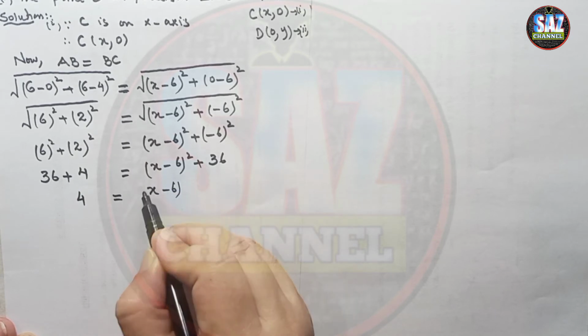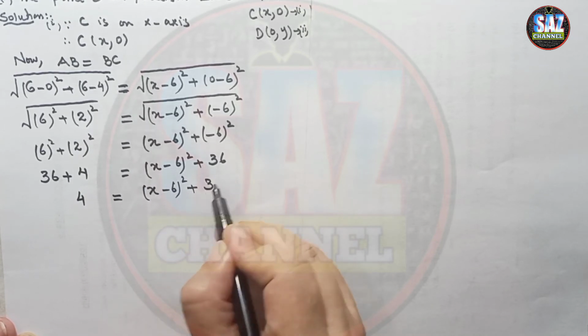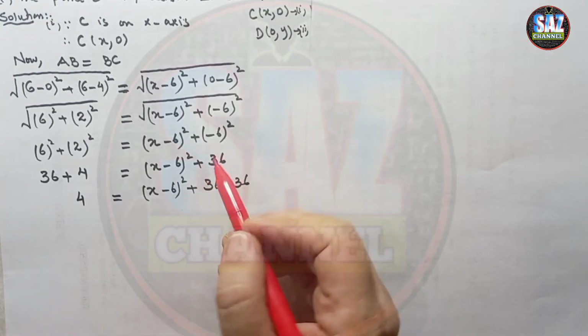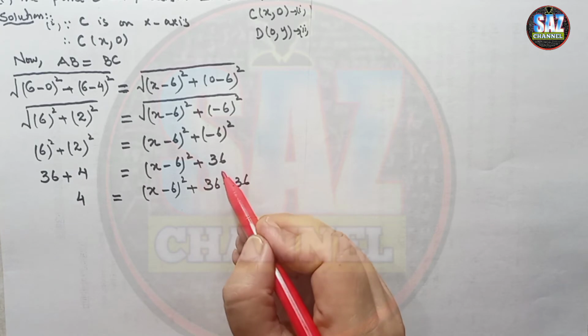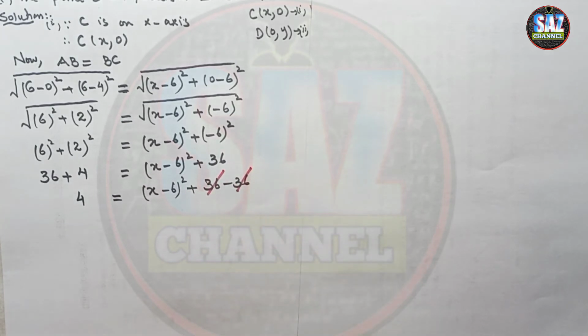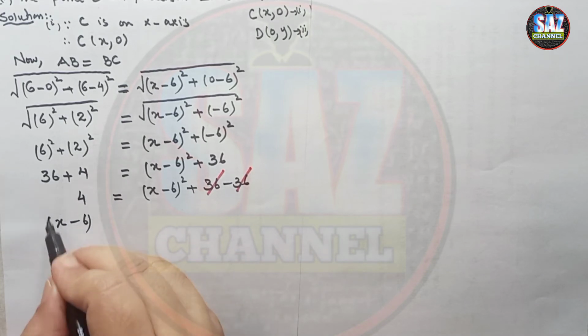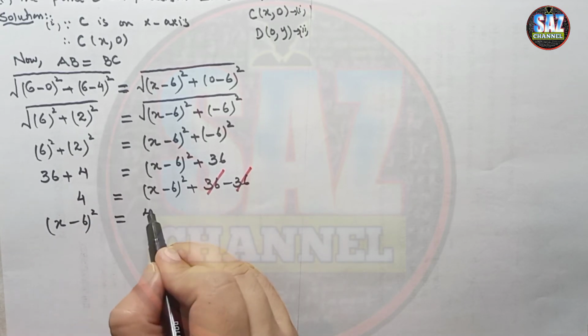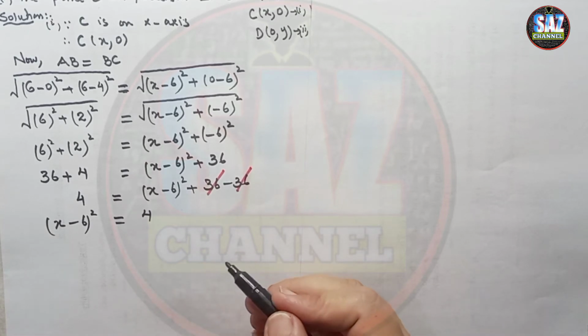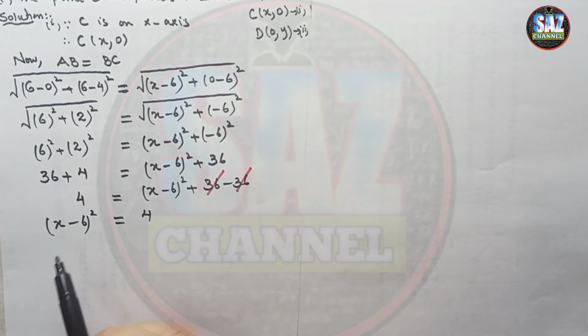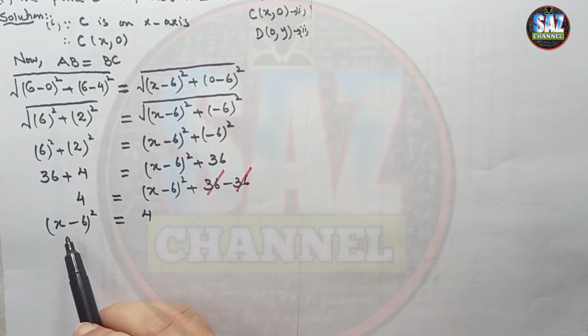(x minus 6) whole square, 36 minus 36. It's up to you. Either you can cancel 36 with 36 at this stage, or you can subtract it, and the equation will take the form (x minus 6) whole square equals 4. Now at this stage we have a quadratic equation. Either you can apply the identity here and form a quadratic equation, and then apply the hit and trial method to solve that.